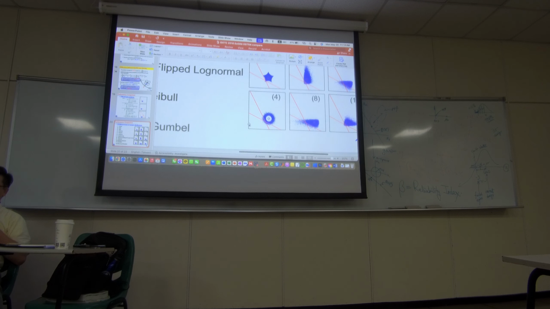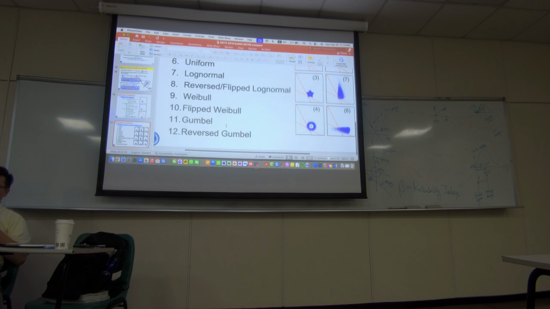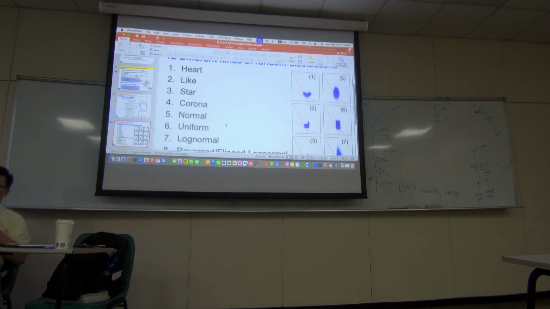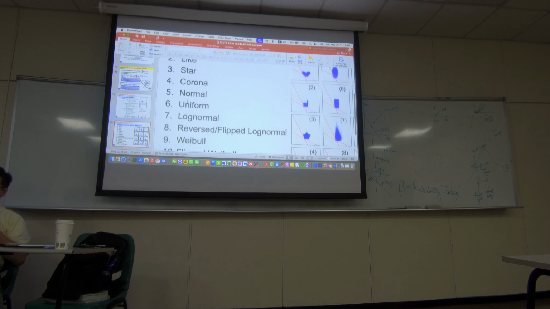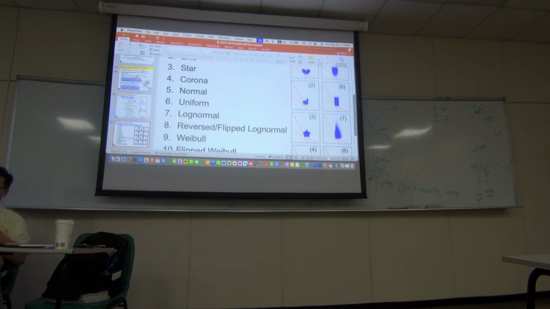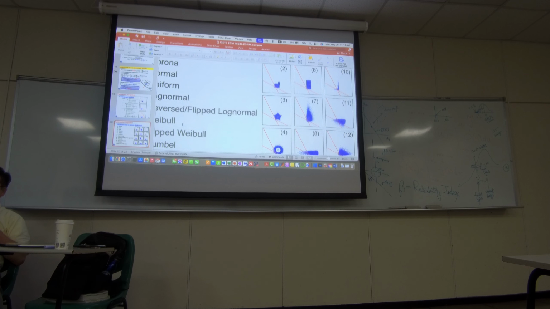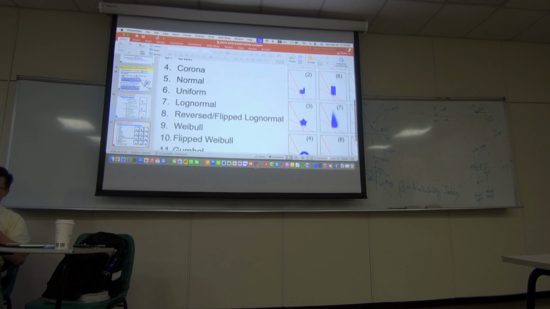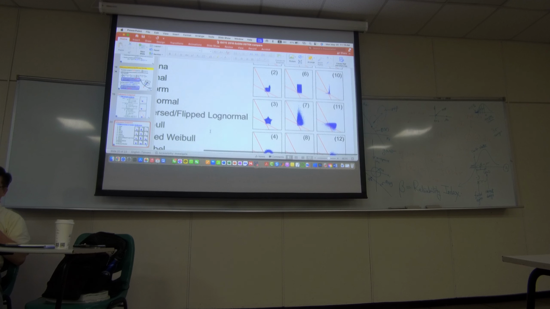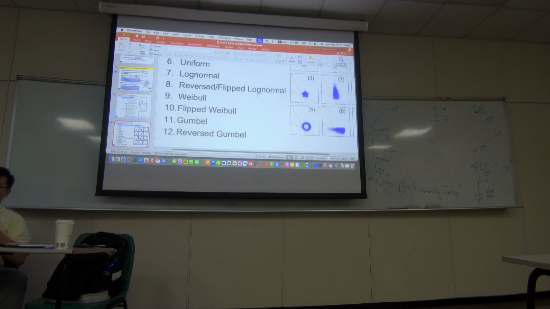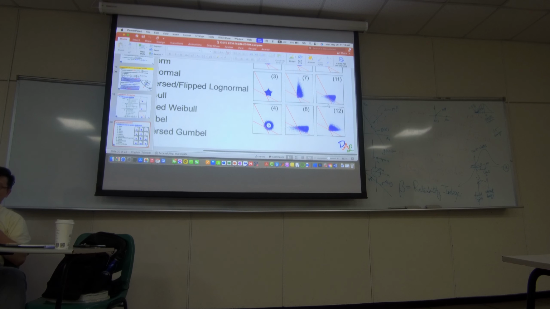And some others are known distributions. Like if you check statistical books, you will see this is one of them. 6 is uniform, 7 is log normal, 9 is Weibull, and 11 is Gumbel. There's a distribution called Gumbel. So no matter what kind of shape it is, you can solve it. Okay.